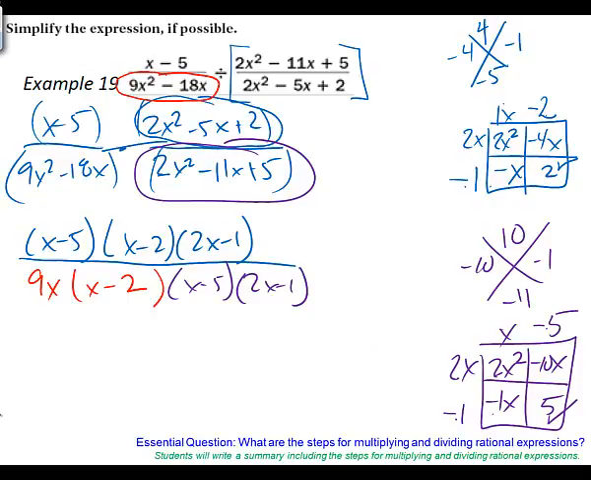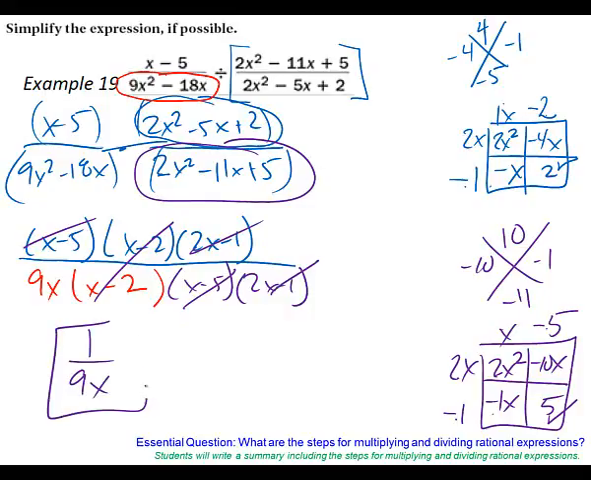All right, here comes the fun part. What do we get to do now? Cross out. What are we canceling? Everything. X minus 2. What? Anything else? 2x minus 1. What's left in the numerator? 1. Be careful.